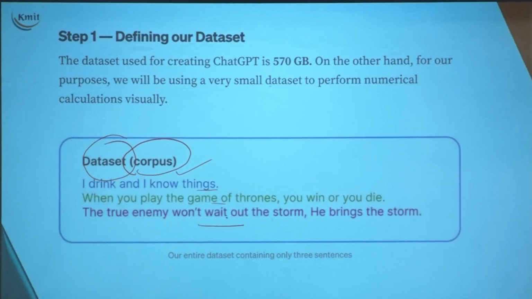3. What are they? I drink and I know things. When you play the Game of Thrones, you win or you die. The true enemy won't wait out of the storm. He brings the storm. So I want to train with these 3 sentences. I want to test the model with 1 word and check whether the translation is given properly or not. Are you all clear? Yes or no?